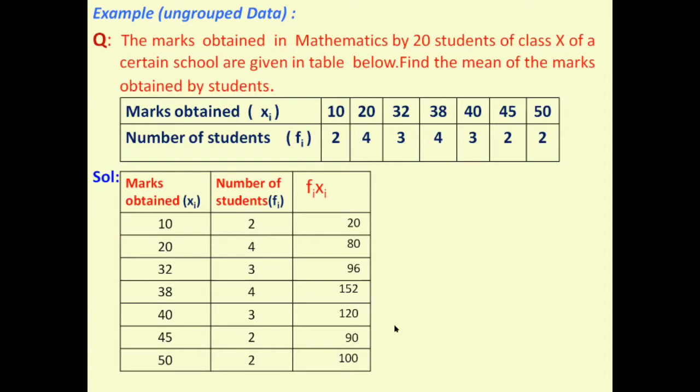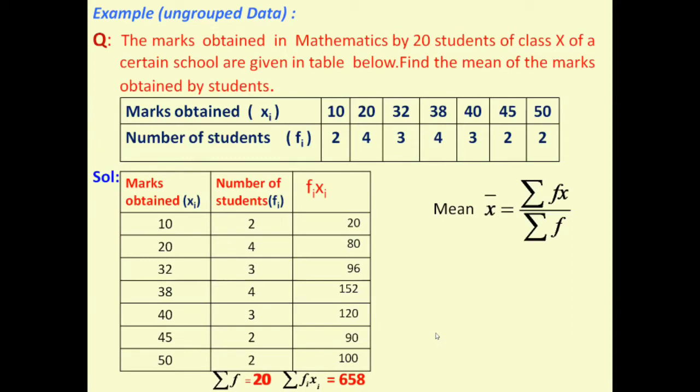Now we have to find the sum, sigma f. The sum of frequencies we call sigma f. What is the total of that? 20. After that we have to find the total of fx also, sigma fx. What is sigma fx equal to? 20 plus 80 is 100, plus 96 is 196, plus 152 is 348, plus 120 is 468, plus 90 is 558, plus 100 is 658. After this we have to write the formula to find the mean.